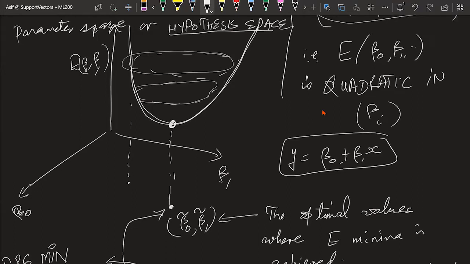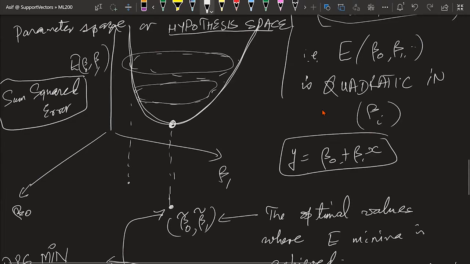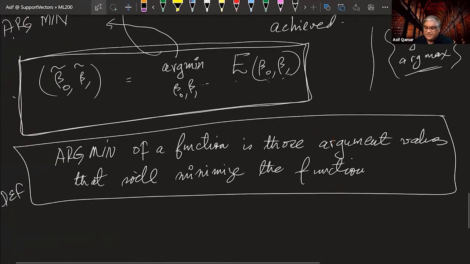And so you're trying to find that point. This total error is also called the sum squared error, SSE. Sum squared error. Got it. Okay, so now comes the theory. This is a recap of what we did in ML100.